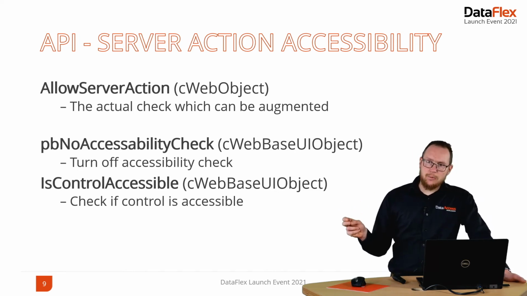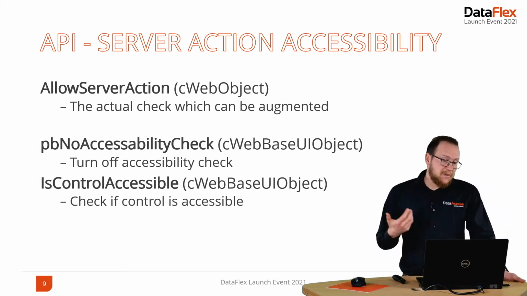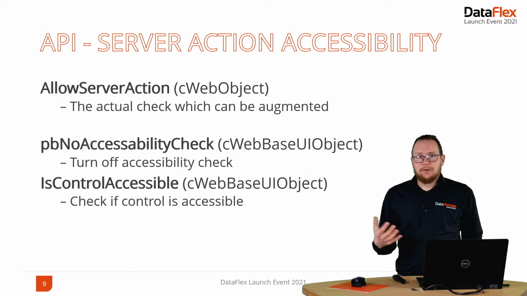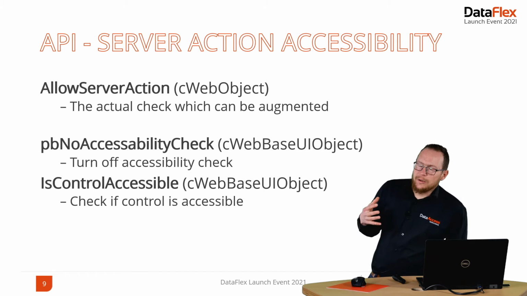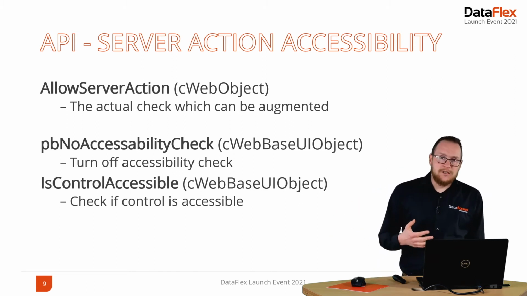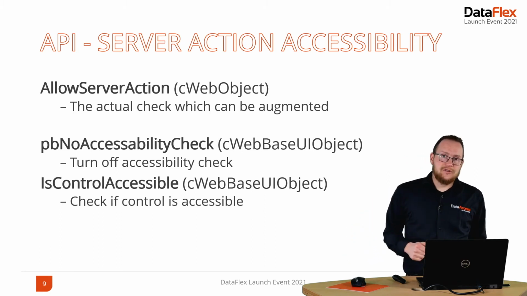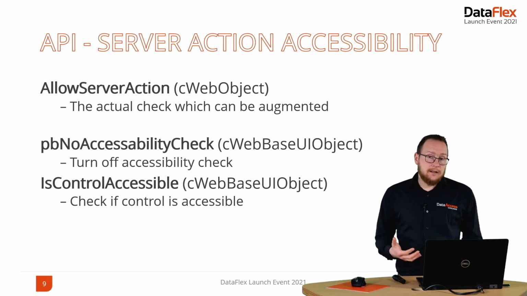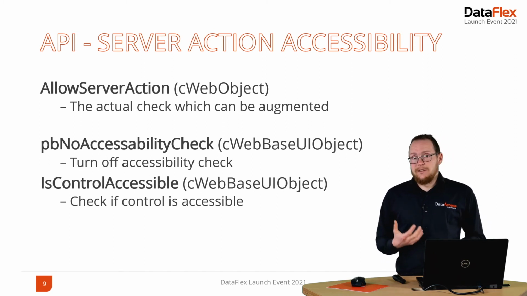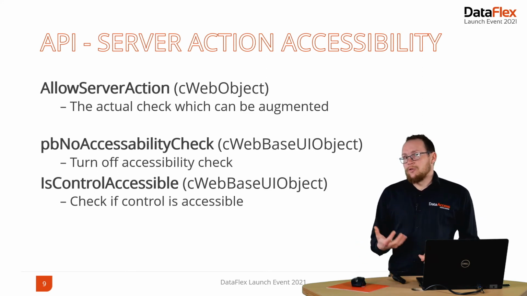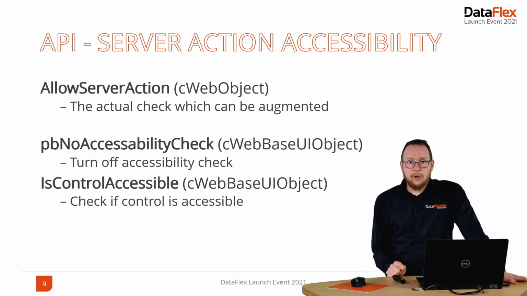The CWeb base UI object has the logic for determining if a control is visible or not. So it implements allow server action, and it determines if the control is hidden or disabled. There's actually a little more to it than just looking at the web properties of the control itself, because it can also be that one of its parent controls is hidden. So if a container like a group or a tab page is disabled or hidden, all the controls inside it are hidden, so it has to look at its parent objects as well.